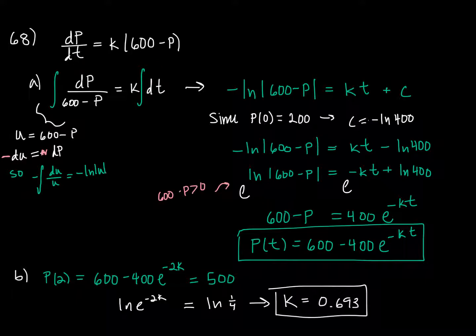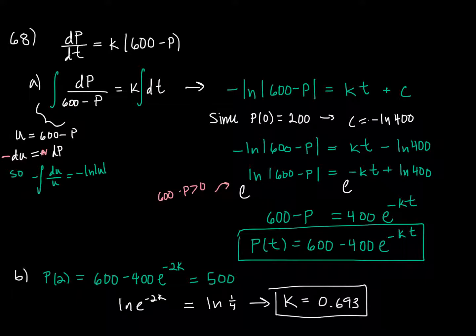In part A, we're given an initial condition that p of 0, the population at time 0, is 200, and so we're going to find p of t. Notice they tell you that it's going to be in terms of k and t, meaning you're not expected to solve for k. You're going to leave it as a constant. So I'm going to separate my variables. That gives me dp over 600 minus p equals k dt. Take the antiderivative of both sides.